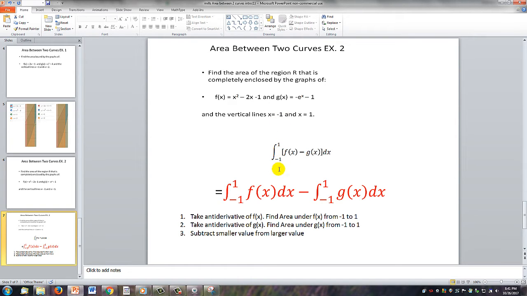The lower limit would be negative 1, the upper limit would be 1, and then you're going to substitute in f of x and g of x. And the way that I've set this up is the way that we're going to do it in Excel.